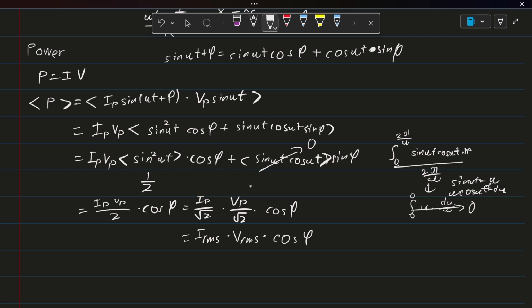Now we know that this is pretty much what we call the power, and it turns out that you could just use the RMS to determine the average power. But you also need to remember the phase difference, which we will call the power factor.